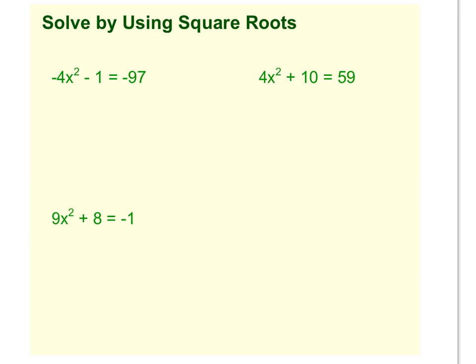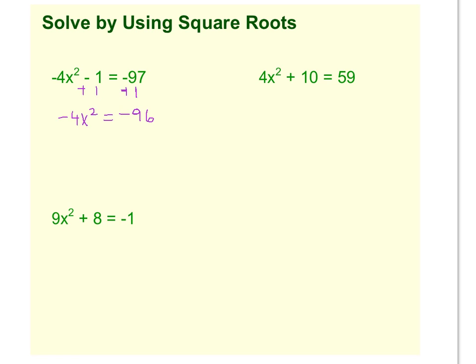This first one, your goal is to get your x squared term alone. So you've got this -4 and this -1 to get to the other side. So always start with your plus or minus numbers first. You have a -1, so let's go ahead and add 1 to both sides. So you have -4x squared equals -97 plus 1, which is -96.